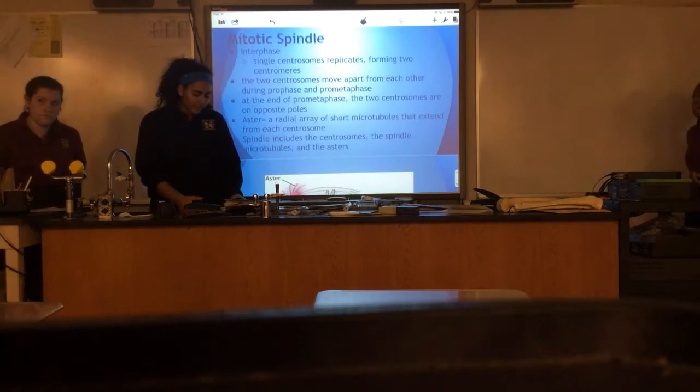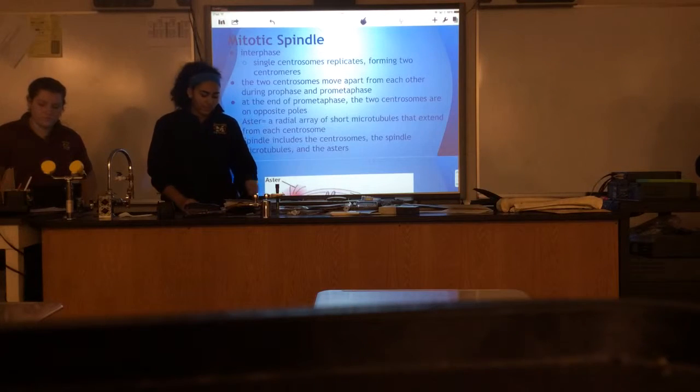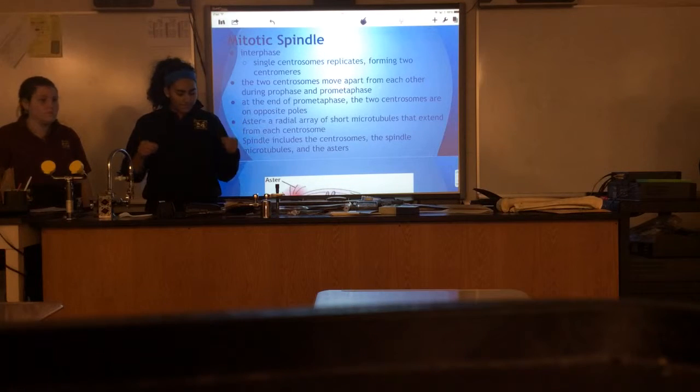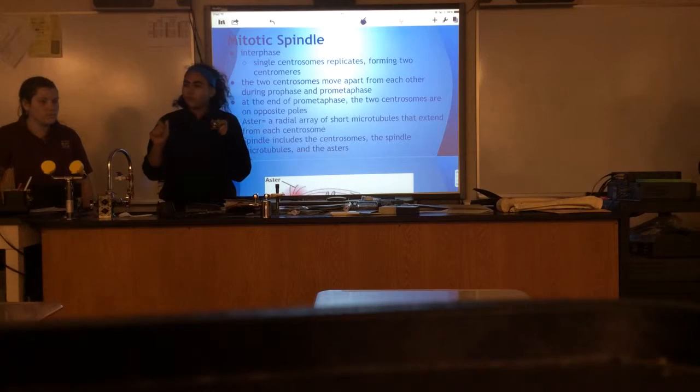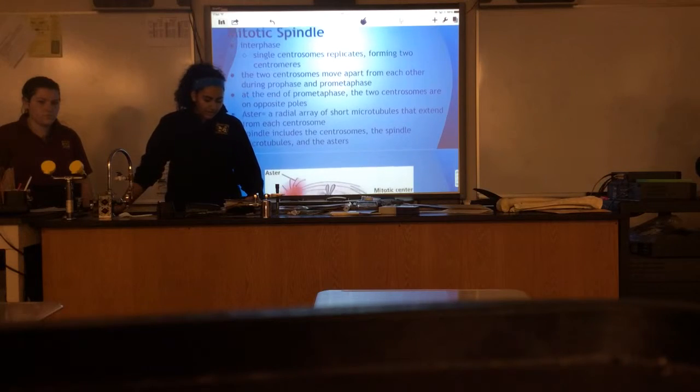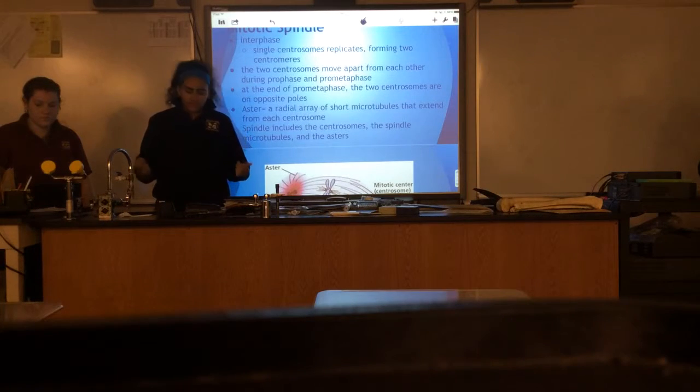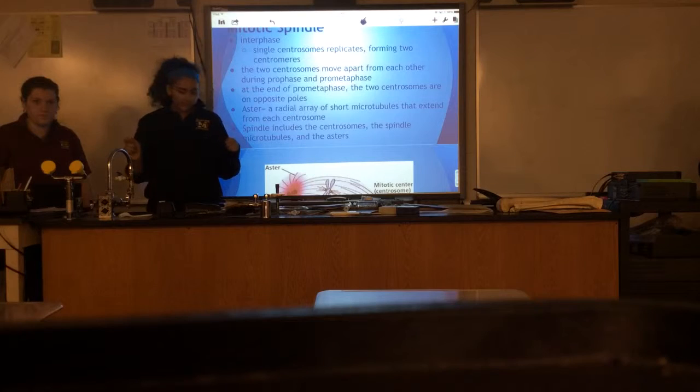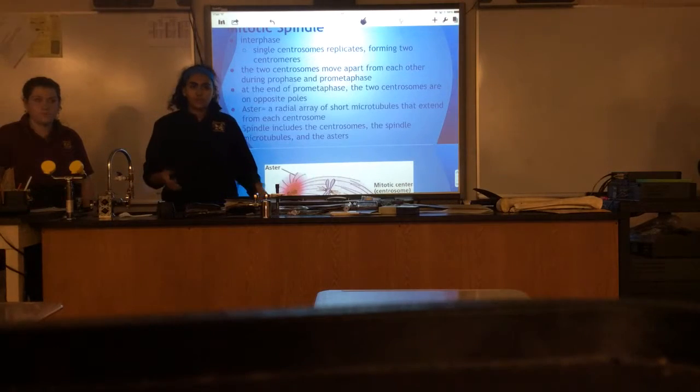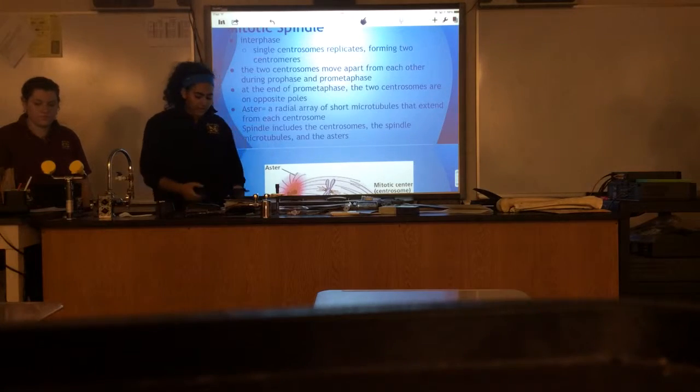In interphase, the single centrosome is going to replicate, forming two of them. During prophase and prometaphase, they're going to move to opposite sides of the cell. Now that they're on opposite poles, they're going to form asters, which are little extensions off of the centrosomes. The whole spindle includes the centrosomes, the spindle microtubules, and the asters.